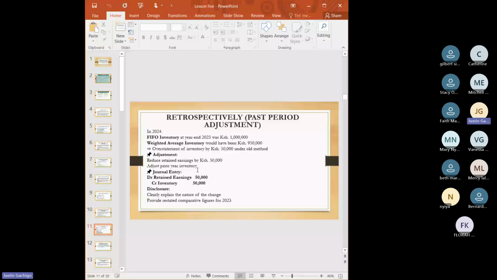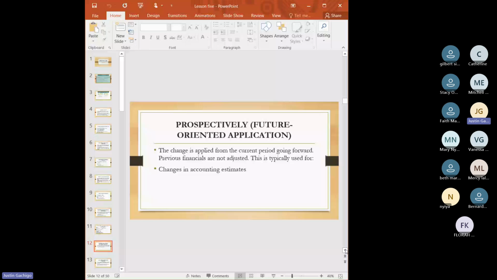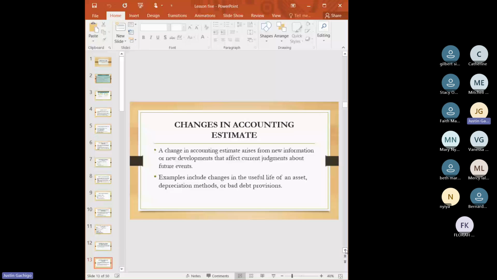So prospective, the change is applied for the current period going forward. So for prospective, if for that case of the stock you are using the prospective, you could not have gone back to other periods. You could have just changed the current period, and now going forward, we adopt that particular new valuation method. So that is a change in principle.